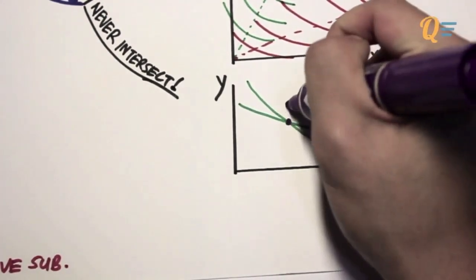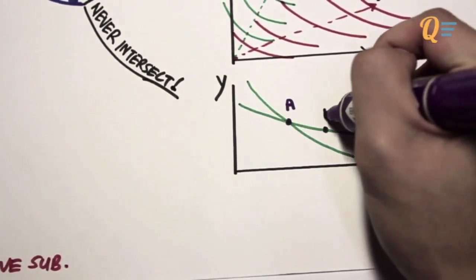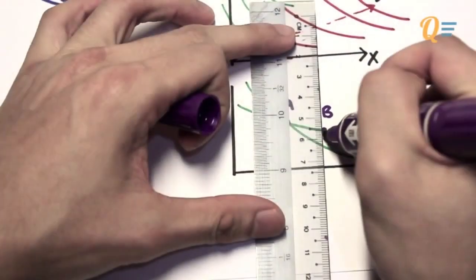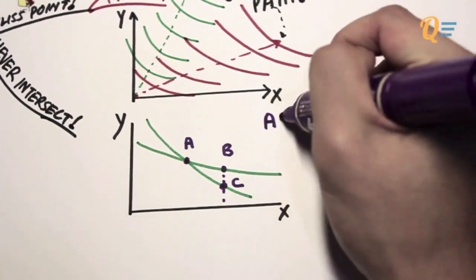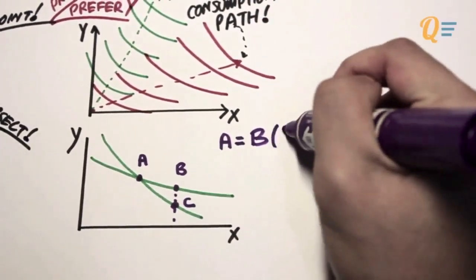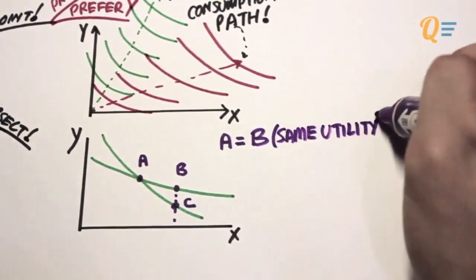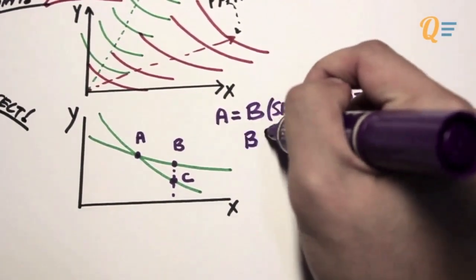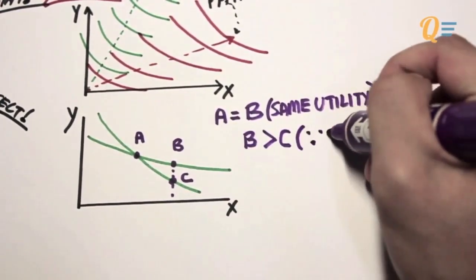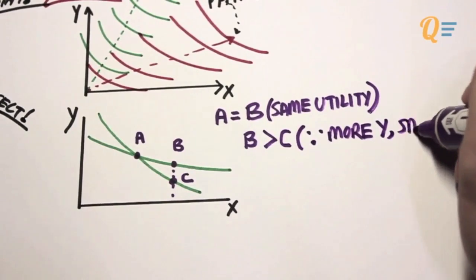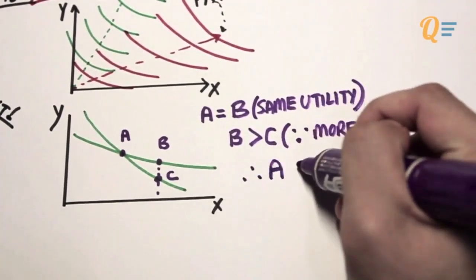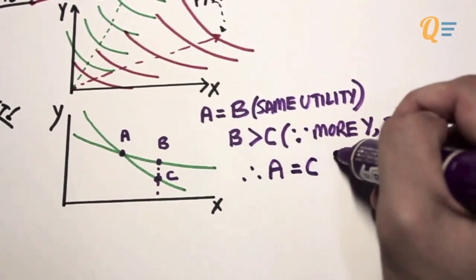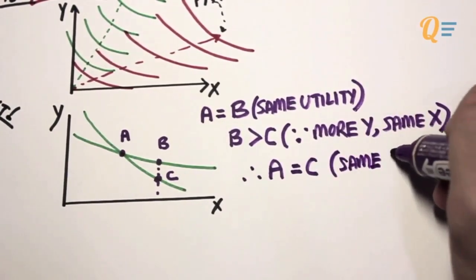So now I'm going to mark out point A, point B, and directly below it, point C. Since bundles A and B are on the same indifference curve, this means that the consumer is getting the same amount of utility from both bundles. It is also obvious that there is more utility from point B than point C, because I have more units of Y given the same amount of X. But at the same time, A should be as good as C, since they are on the same indifference curve.